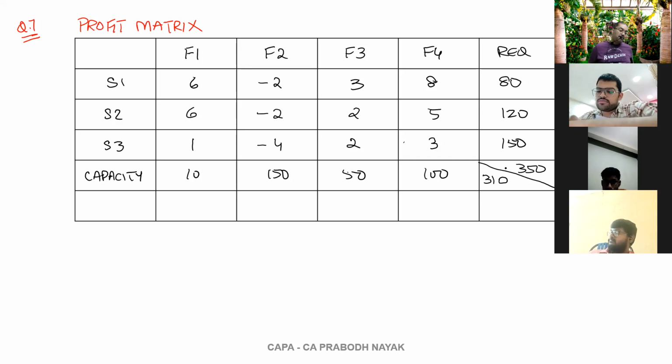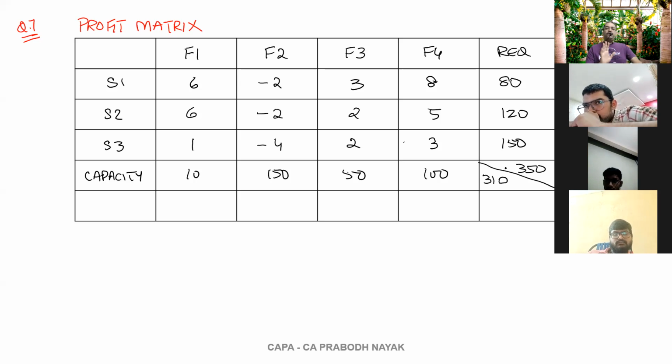We are falling short by 40, but this is not what we have to change. This is a profit matrix, and if you solve with this, it will be maximization of profit. But our transportation problem cannot be solved for a maximization. Transportation technique can be used only for minimization. So we have to convert this profit into an opportunity cost matrix.